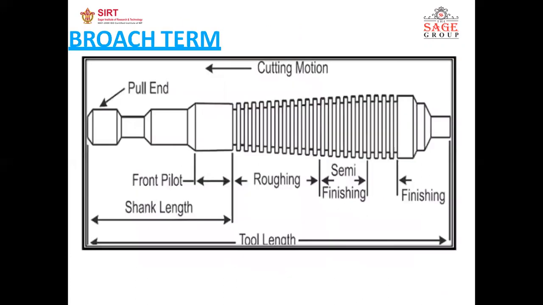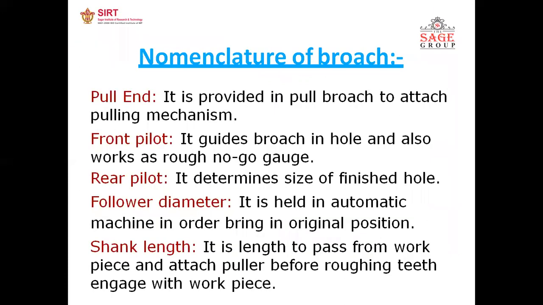So this is the broach tool, and you can see that there are some terms. The pull end is inserted in a pre-drilled hole, and you can see the teeth are in increasing order. The initial teeth are for roughing, then semi-finishing, and then finishing. So in one stroke, the material is removed or machined. In a later slide we can discuss the nomenclature.